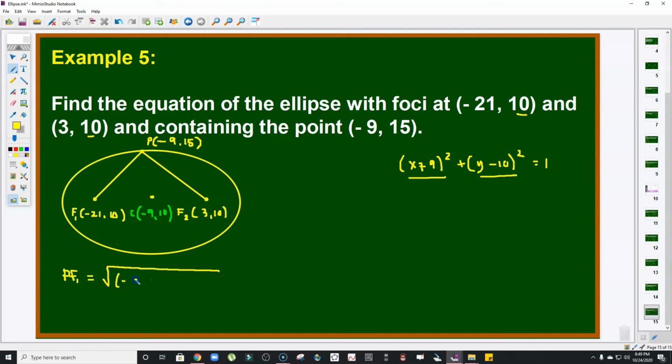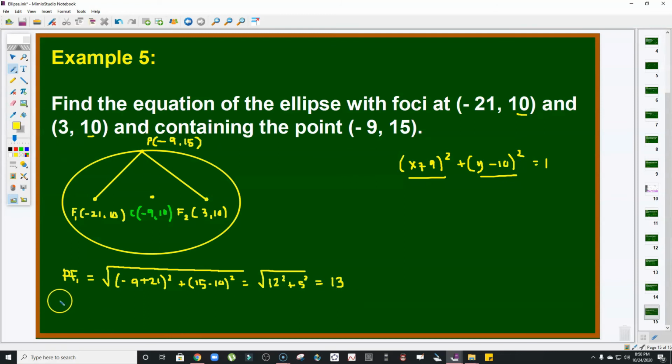So, negative 9 minus negative 21, that will become positive 21, to be squared, plus 15 minus 10 to be squared. And that is, okay, negative 9 plus 21, that is 12 to be squared. So, that's 144. Tama? 12 squared eh. O, kahit hindi na. Sige, 12 squared plus 15 minus 10 is 5, plus 5 squared. And clearly, Pythagorean triple yung 5, 12, 13. So, therefore, PF sub 1 is 13 units.